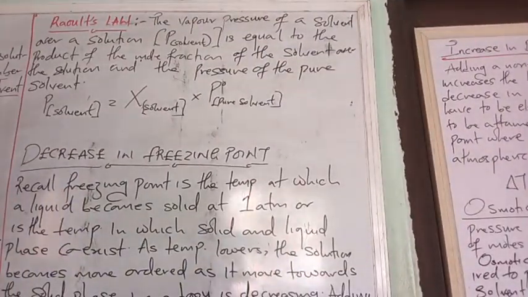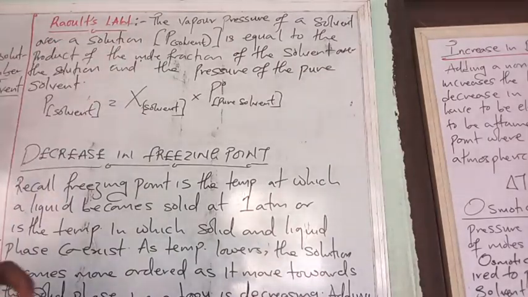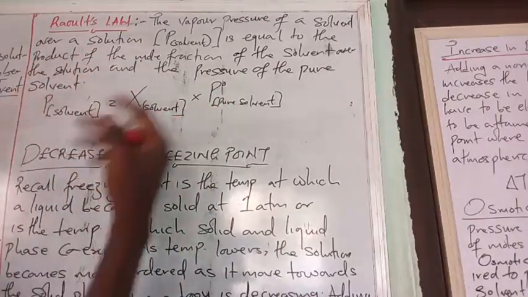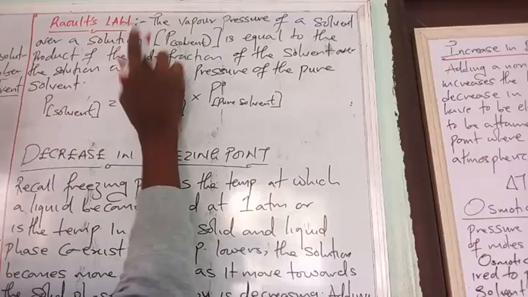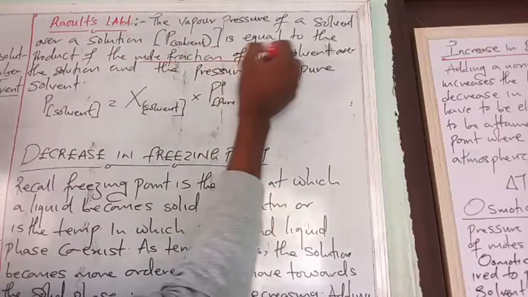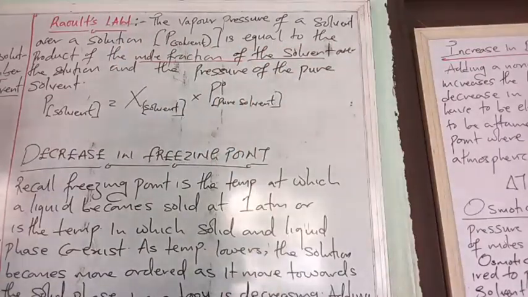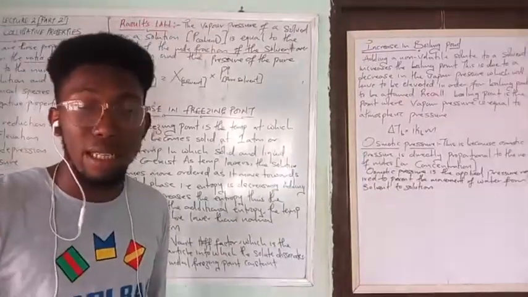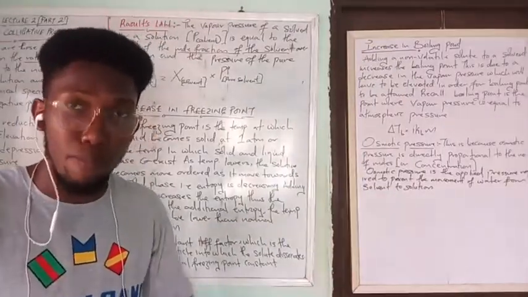That the vapor pressure of a solvent over a solution is equal to the product of the mole fraction of the solvent. Please take note, this time around, not the mole fraction of the solute. We'll be calculating the mole fraction of the solvent over the solution and the pressure of the pure solvent. Now, the pressure of the pure solvent is that pressure that will be obtained when there are no solids present in that solution. That's really just like the pure solvent.